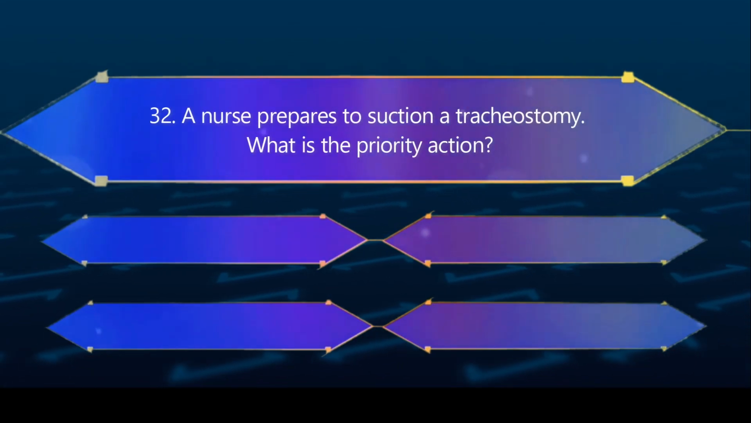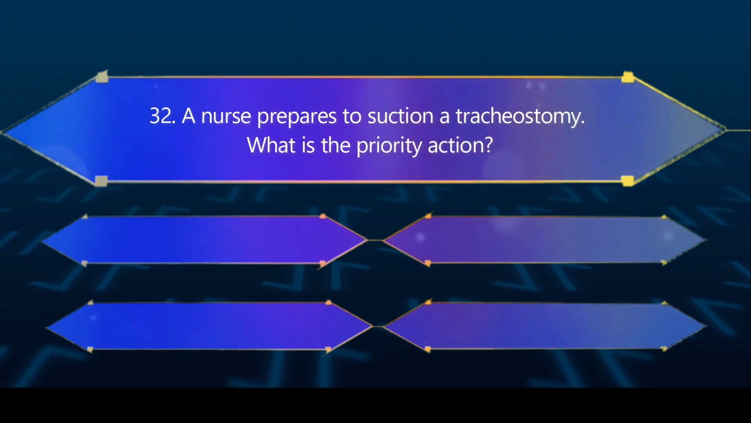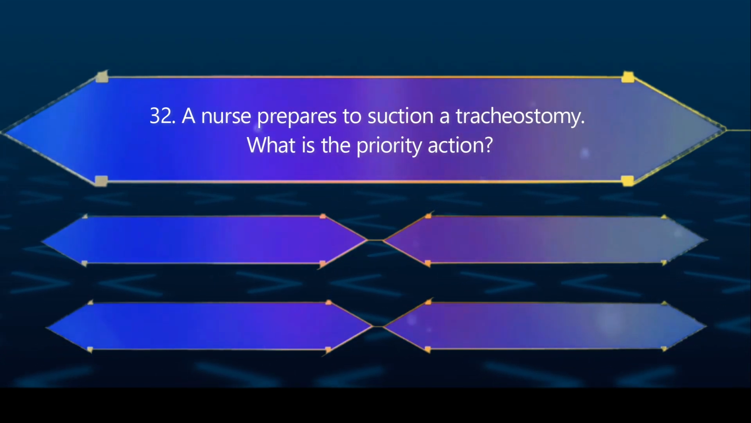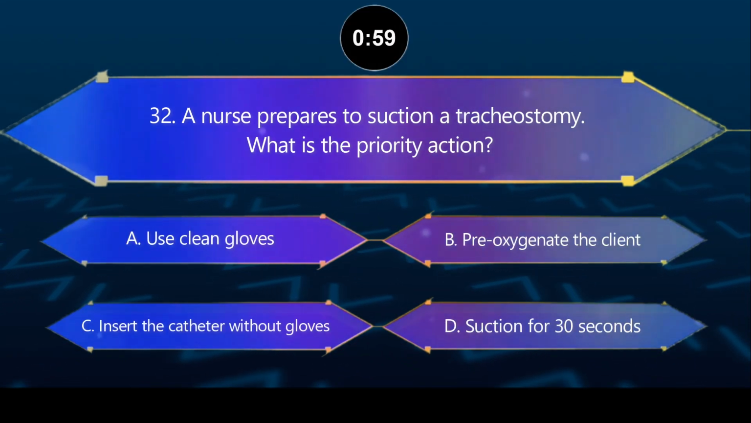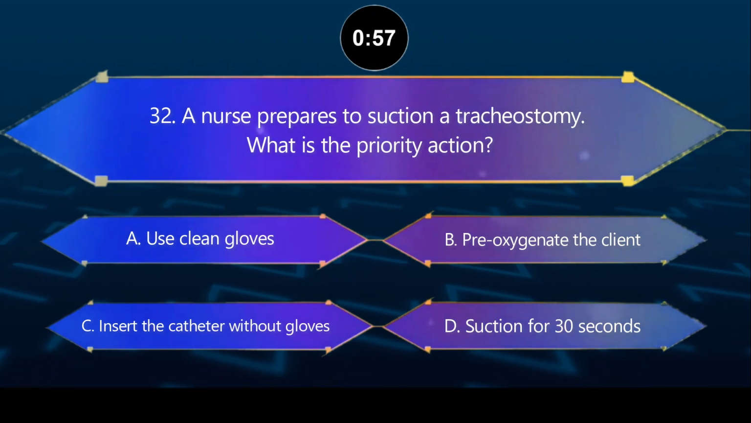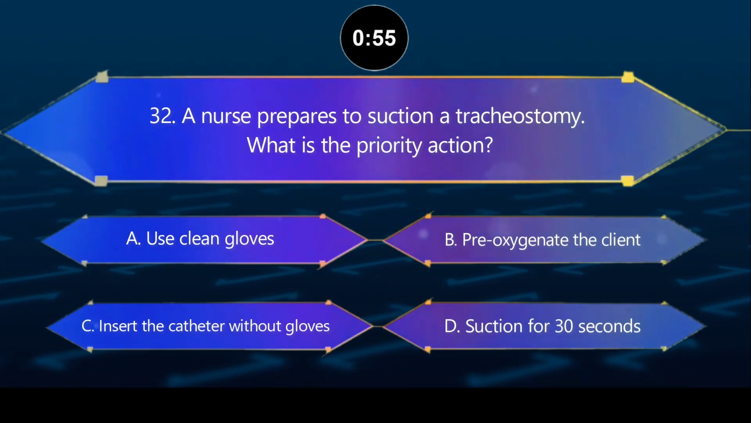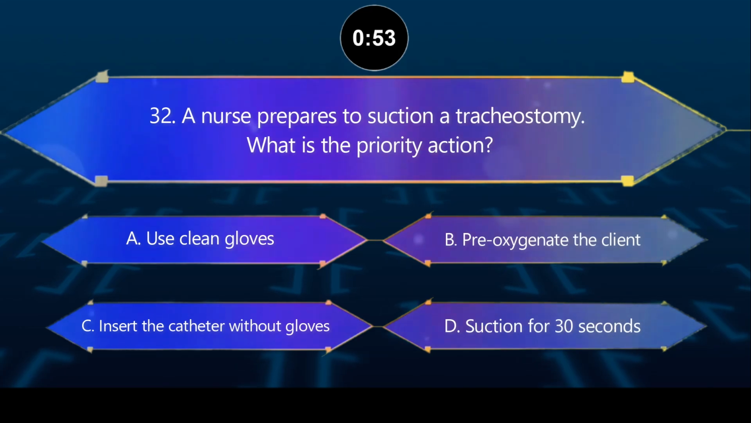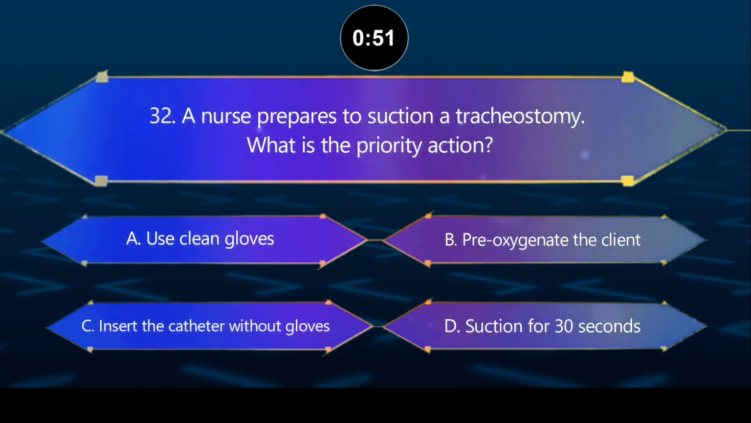32. A nurse prepares to suction a tracheostomy. What is the priority action? A. Use clean gloves. B. Pre-oxygenate the client. C. Insert the catheter without gloves. D. Suction for 30 seconds.